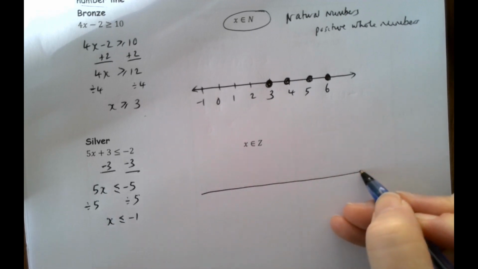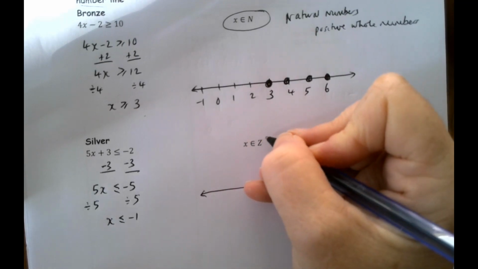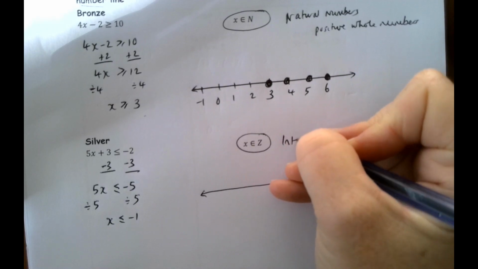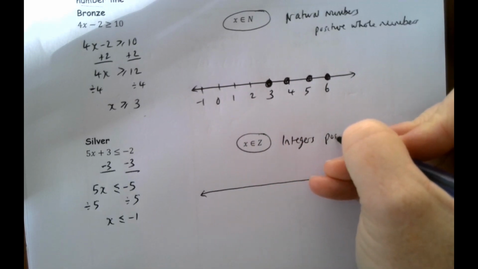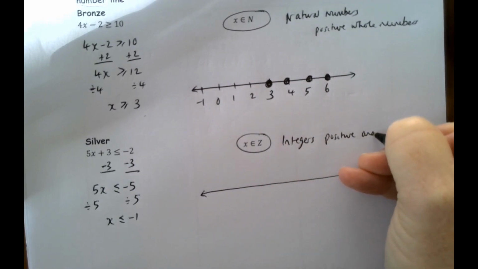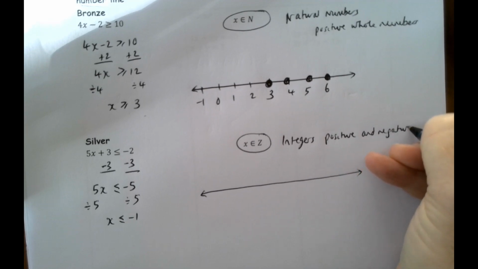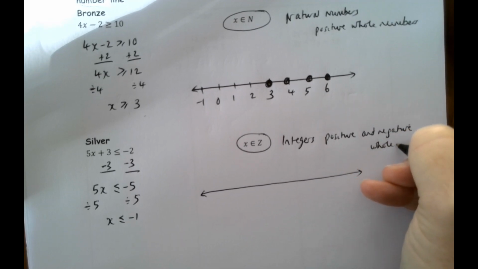And I've got to do a number line. And my z this time, that's integers. That's positive and negative whole numbers.